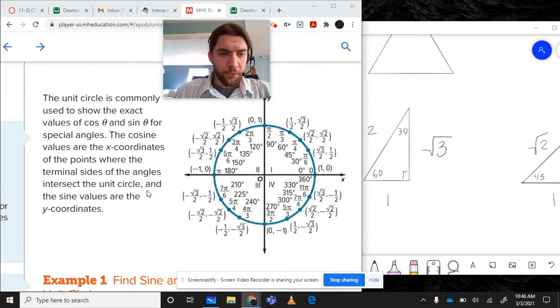Okay, one last little piece before we get into example one. Here it says in the book, unit circles are commonly used to show the exact values of cosine of theta and sine of theta for special angles. The cosine values are the x-coordinates of the points where the terminal sides of the angles intersect the unit circle, and the sine values are the y-coordinates.